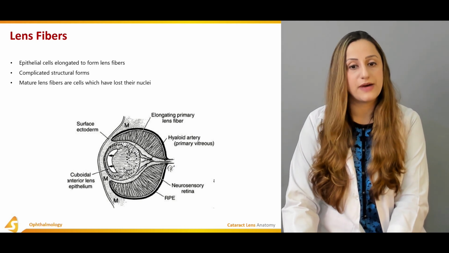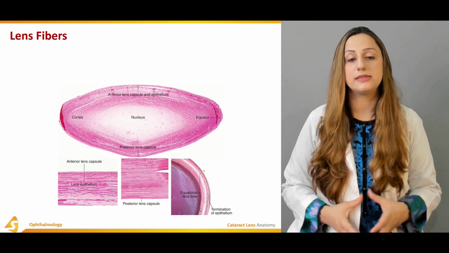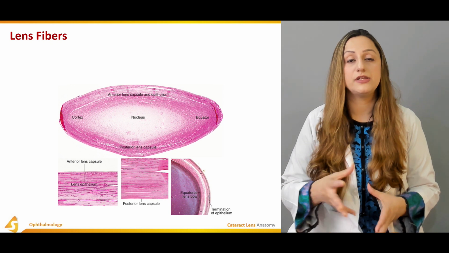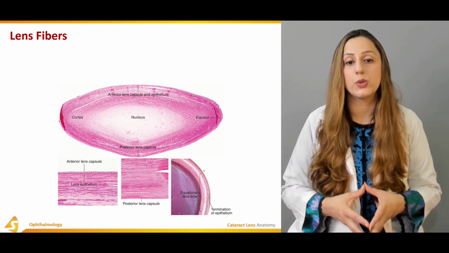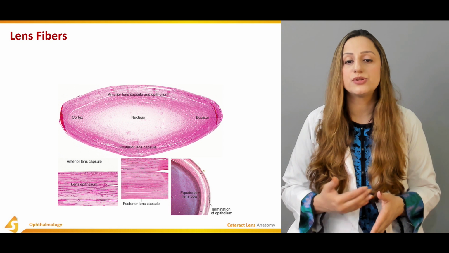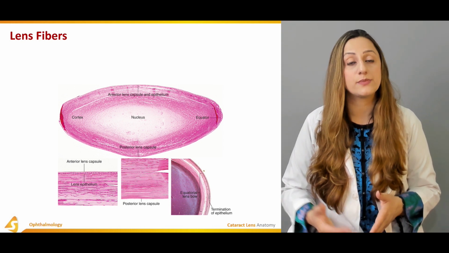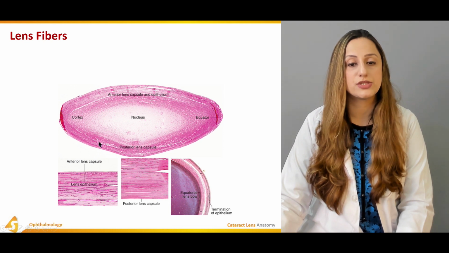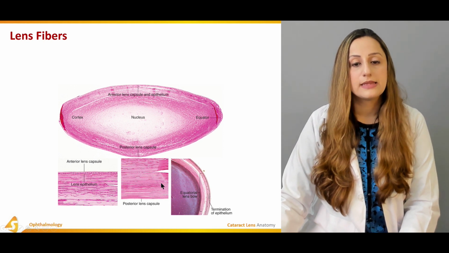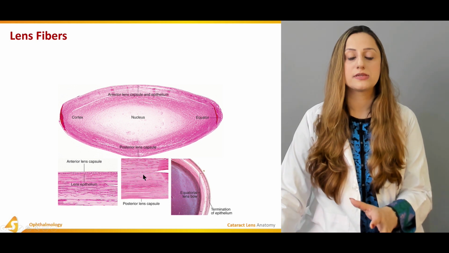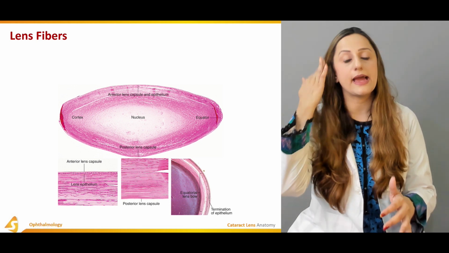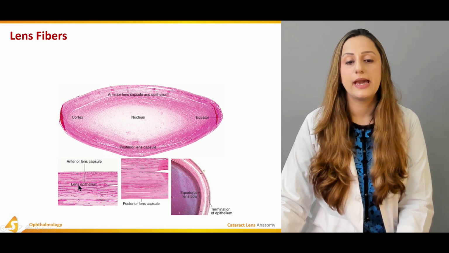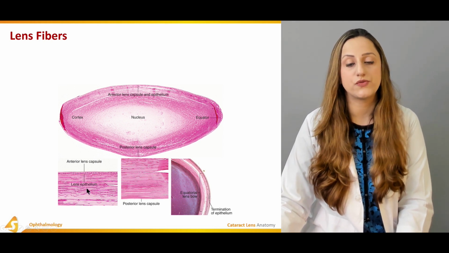Then we have the lens fibers on the other hand. When we look at these lens fibers, we have the cortical areas, and we have the nucleus that is centrally located, and then we have the anterior lens capsule and the epithelium, and posteriorly the posterior lens capsule situated right over here. The fibers are elongated and horizontally placed just like this, and the anterior lens capsule and the lens epithelium are located right over here.